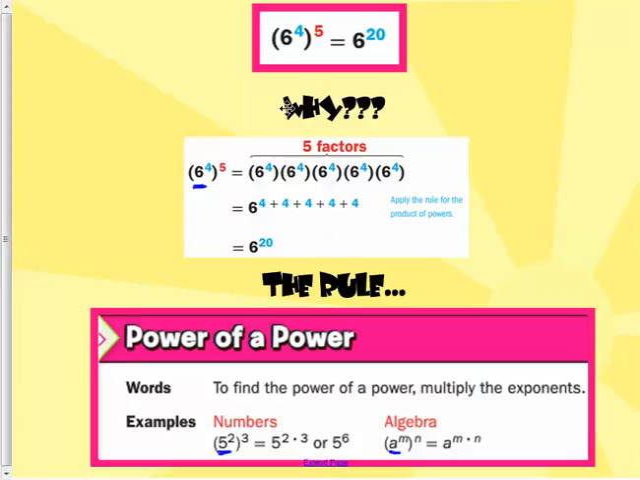Algebra-wise, what does this look like? Again, 6 to the 4th power to the 5th power would be 6 to the 20th power. You factor it out, and repeated addition is the same thing as multiplying those powers together. So 5 to the 2nd power to the 3rd power would be 5 to the 2nd power, and you multiply 2 by 3 to get 6. So this is what it looks like in algebra.